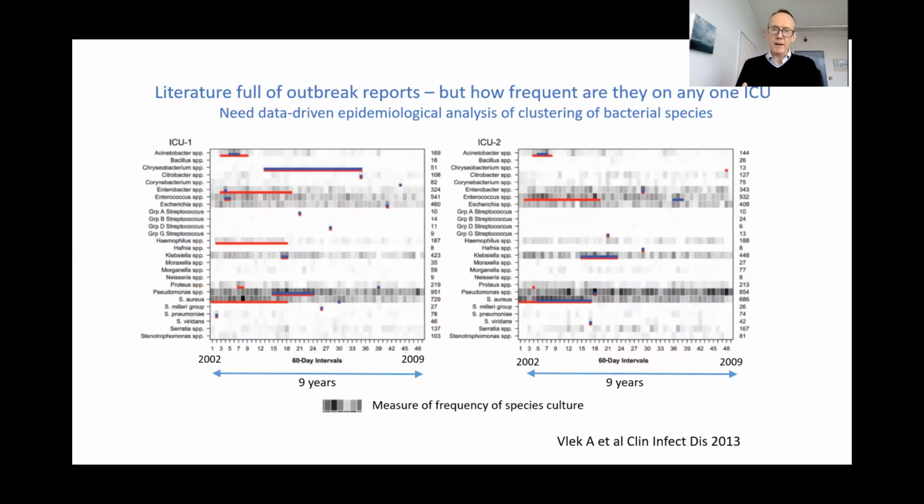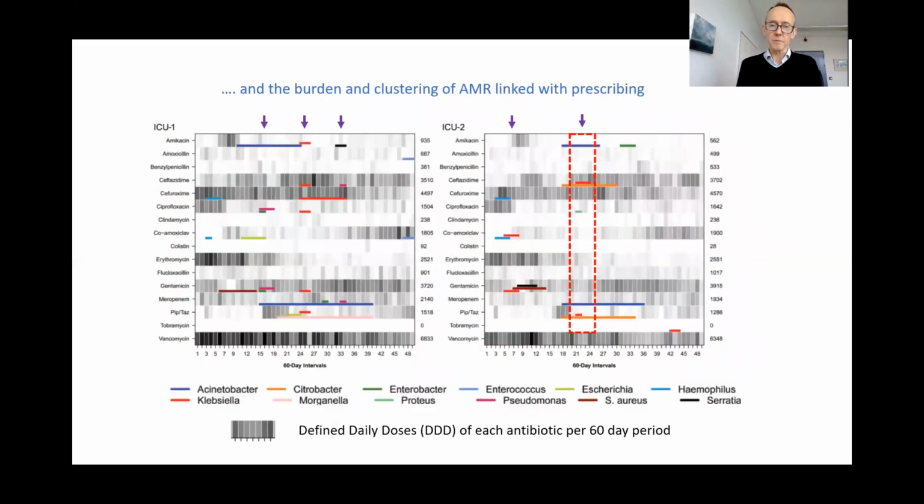Then when you think about outbreaks, the literature is full of reports of outbreaks, but on an individual ICU, how frequently are they? Now, this was an old study we published in 2013, where we looked at all the bacteria from all the samples on every patient in the ICU over 9 years, and then looked using a WHO scan statistic of how often there was predicted to be some clusters of outbreaks. And broadly, mostly, we saw, with the red and blue, short, self-limiting clusters of outbreaks of organisms.